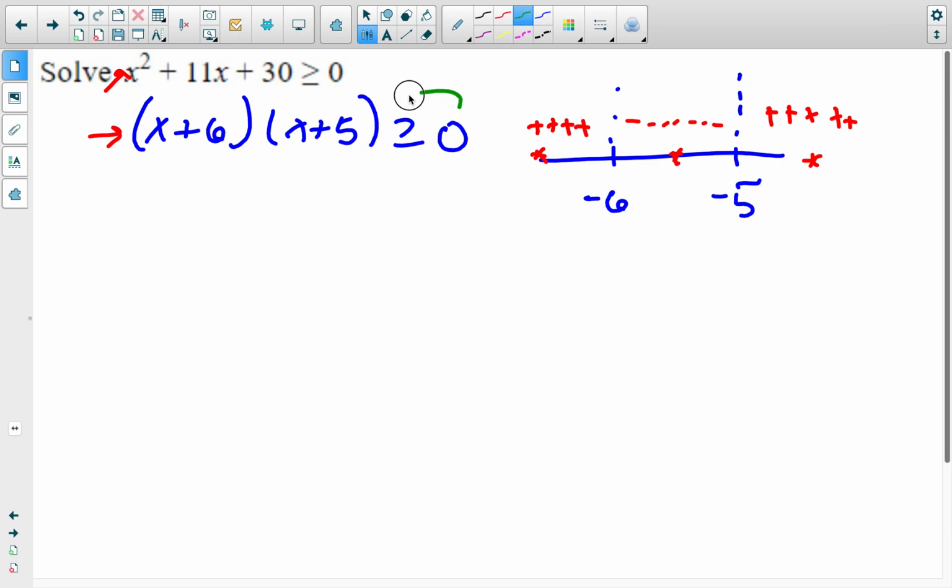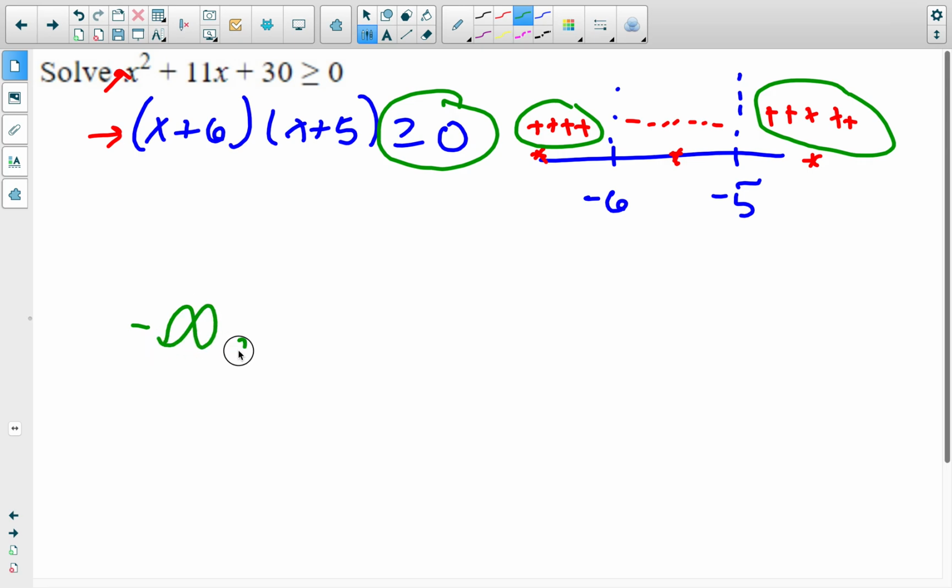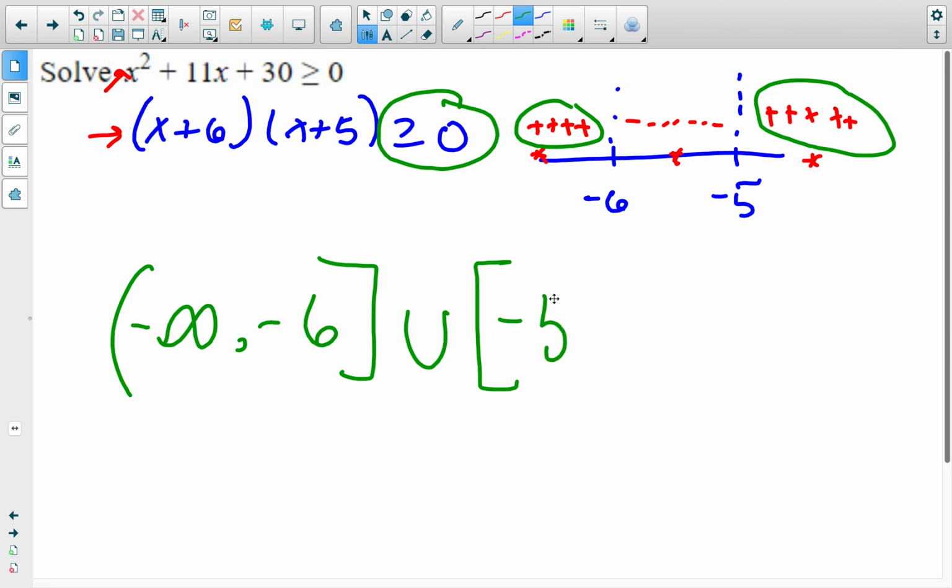And then now look at your sign. We want greater than or equal to 0, so we want those positive regions, which are here and here, meaning that we want -infinity up to -6. We want a parenthesis around -infinity, and then we want to use a bracket around that -6 because of the greater than or equal to symbol. Union, when we pick up again at -5, again using that bracket all the way up to infinity. Okay, that's that. Take a look at your practice. Let me know what questions you have.